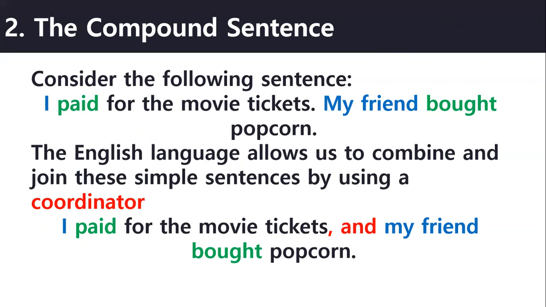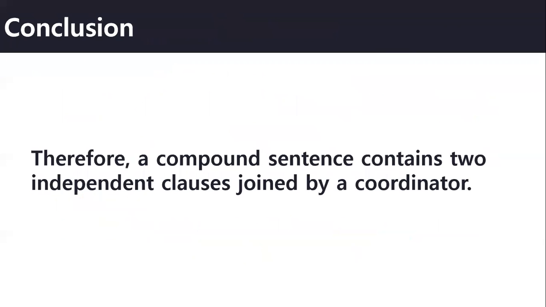The English language allows us to combine and join these simple sentences by using a coordinator in order to obtain a compound sentence. So, as you can see, I paid for the movie tickets, and my friend bought popcorn. We join them with the coordinator and. As a conclusion, a compound sentence contains two independent clauses joined by a coordinator.